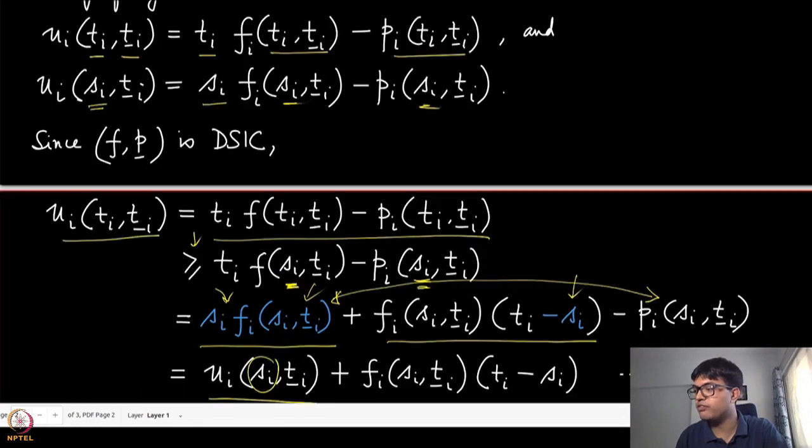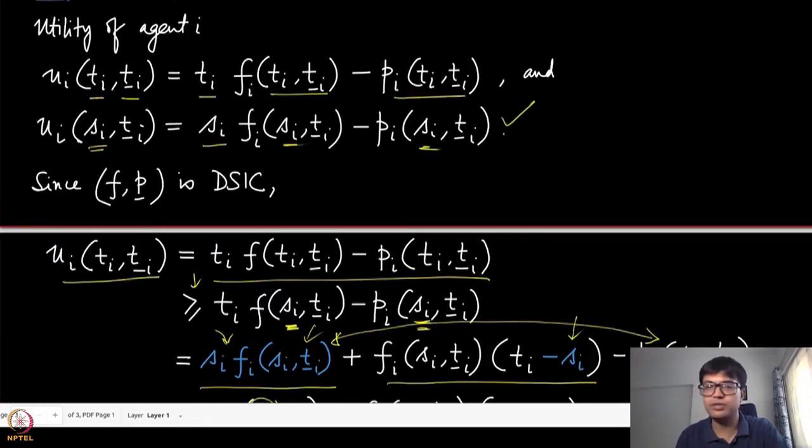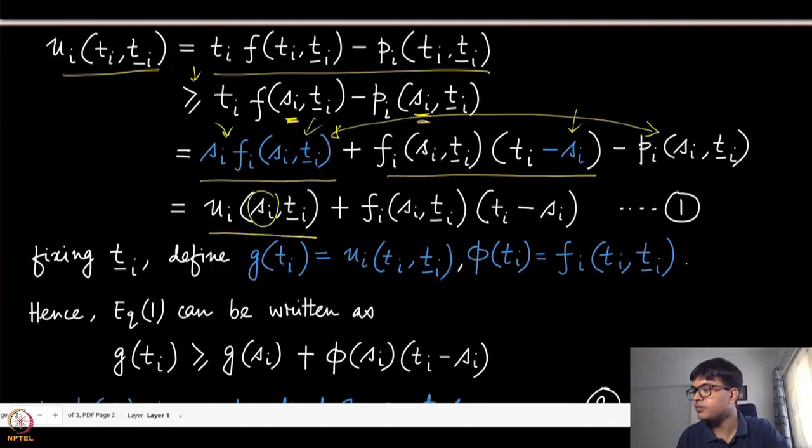So this is what we have defined earlier. So this is from the second equation here. And the second term is just going to be the difference between these two types, ti minus si, multiplied by the fi of (si, t minus i). Now, if we go back to what we have defined in the context of convex functions and subgradients, we can actually define this g(ti) function to be the utility function.